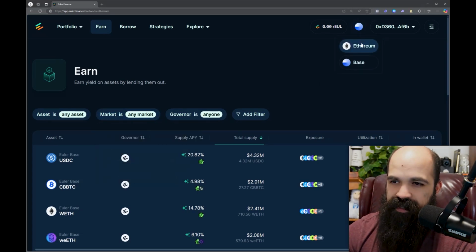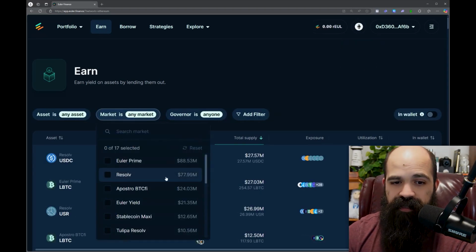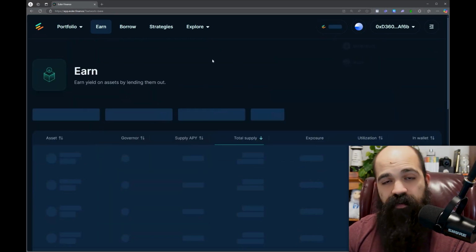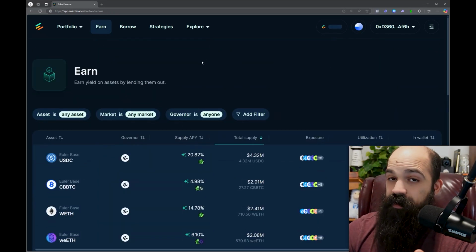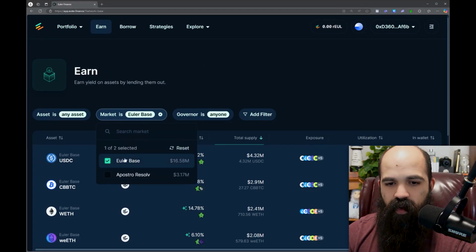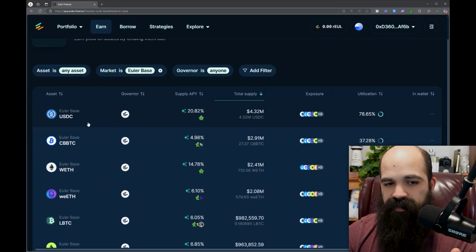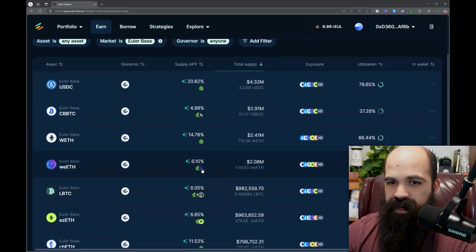By the way, if you want to see a ton of markets, go over to the Ethereum chain. They have a lot of markets with a lot of money in them. But on Base chain, it's relatively new, relatively fresh. That's why there are incentives flowing over here. But if you go to the Euler Base market, for example, you can see all of the different types of things you can lend for an APY.